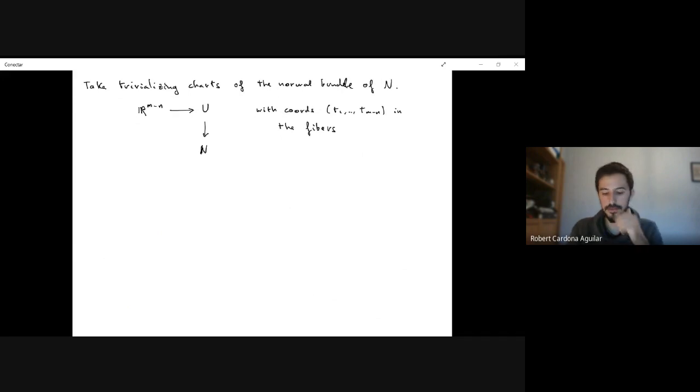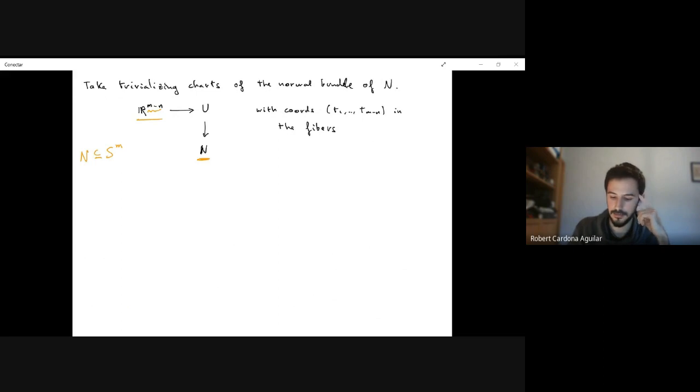So now what you do, and this is also a very nice trick, which we took from Eliashberg and Mishachev. So now you have N, which is an embedded manifold, in M. No, sorry, into the sphere. So if you look at the normal bundle of N, it's just a bundle whose fibers are M minus N. So this U is just the normal bundle of N.